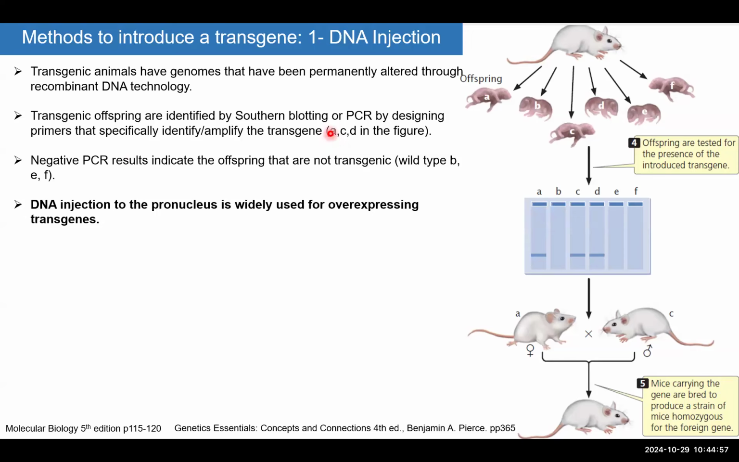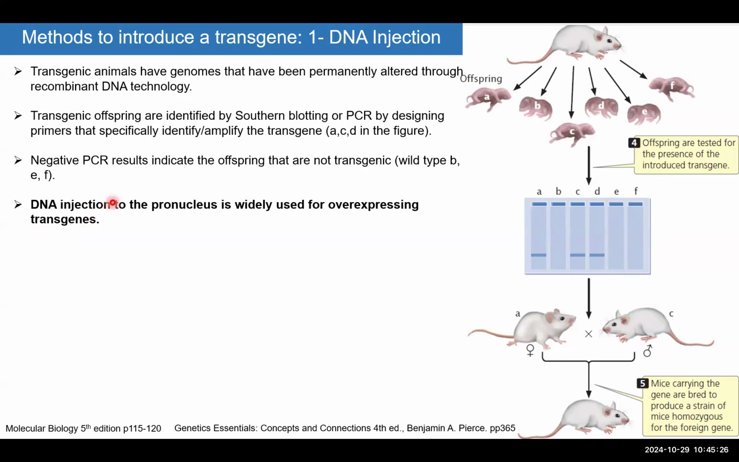The transgenic animals are clear. This is A, C, and D, because they have the transgene in their genome. And if you take any cells from this animal, you will be able to do the DNA extraction and the PCR. Now, a negative PCR product means that the animal is not transgenic, and this is obvious: B, E, and F.